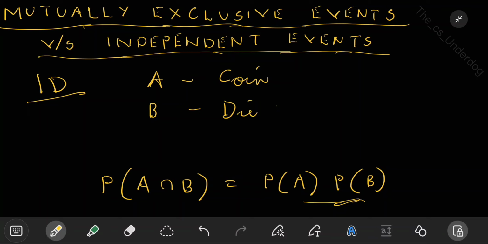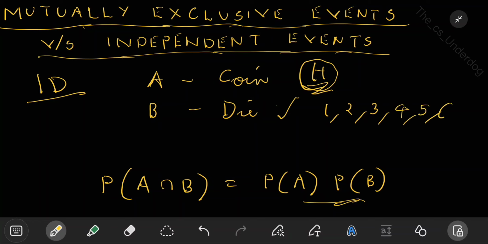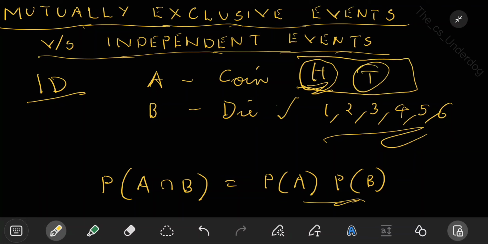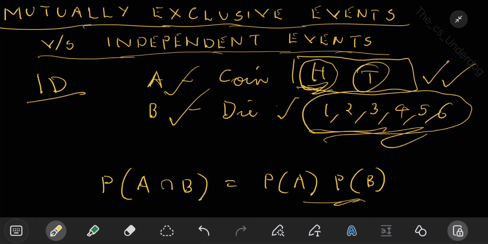Let us say you got a head while you toss the coin. Does this have any influence on what output you'll get while you roll a die? There is no influence at all, right? You may get 1, 2, 3, 4, 5, 6, anything. You may get anything, but this has no dependency on whether you get head or tail while tossing a coin first. So these two are independent events, irrespective of whether you get heads or tails while you toss a coin. When you roll a die after that, you may get any of these. The information about what is the output of tossing a coin has no influence at all. So A and B, they are independent.